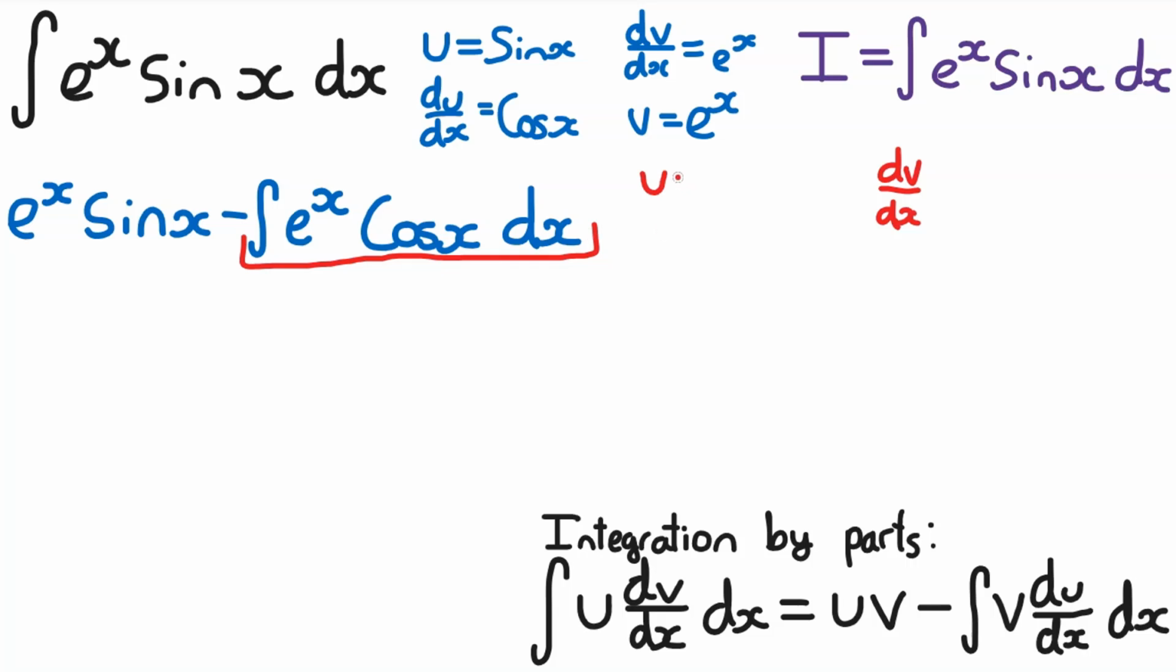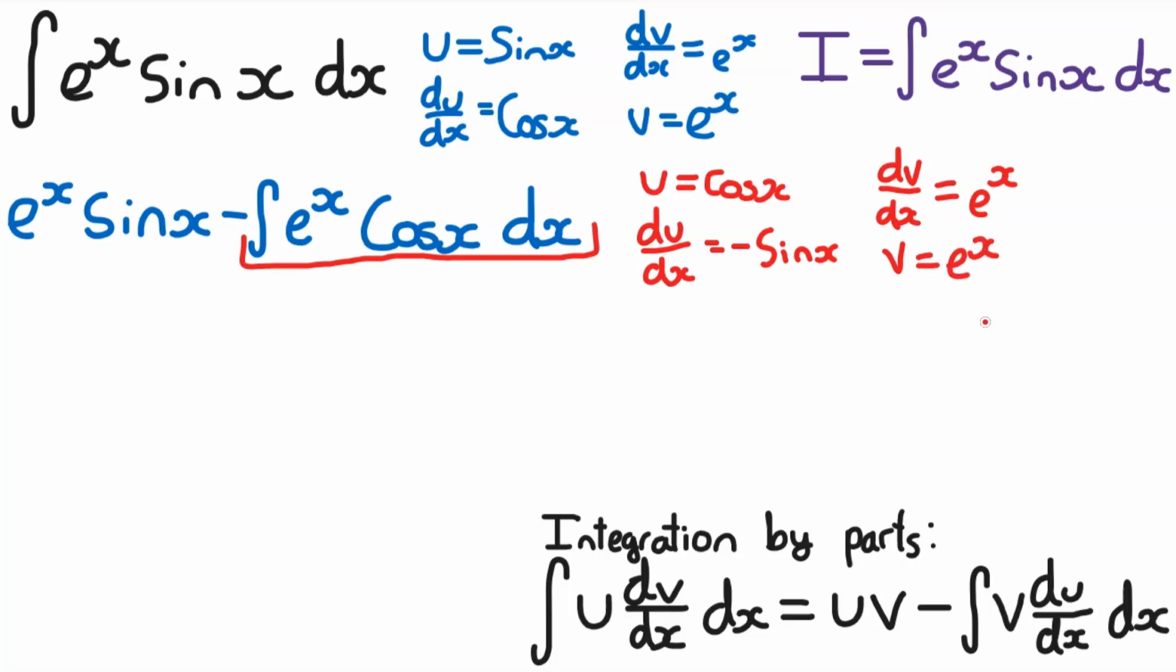So let's just say that u is equal to cos x and dv over dx is equal to e to the power of x. So therefore, if we differentiate this, du over dx is equal to, and when you differentiate cos x, it is equal to minus sin x, remember the minus at the front. And then when you integrate this here, v is equal to, and again when you integrate e to the power of x it's still just e to the power of x like this here.